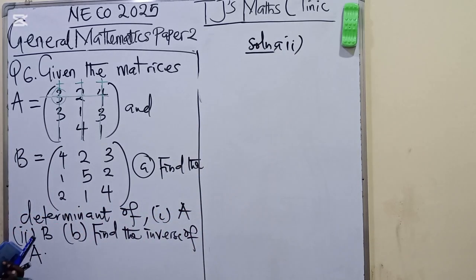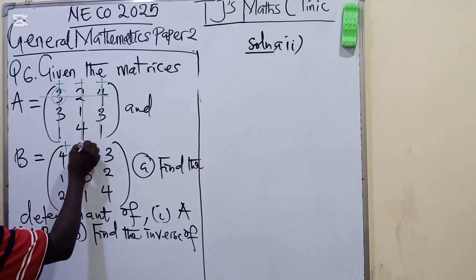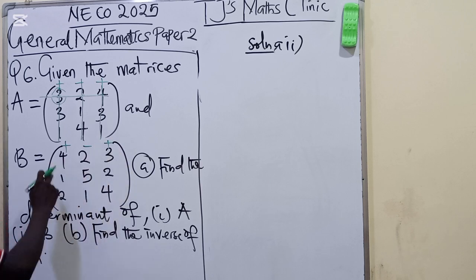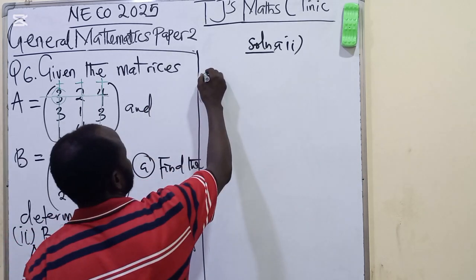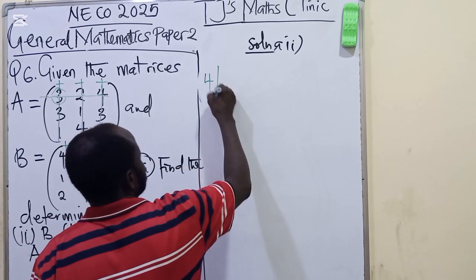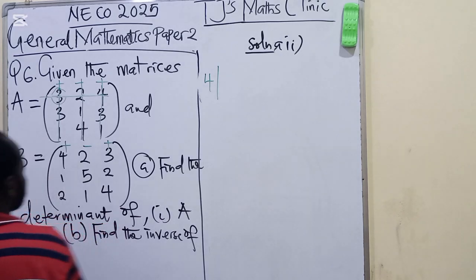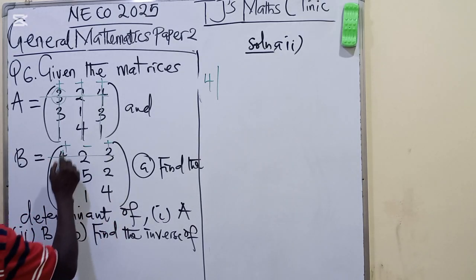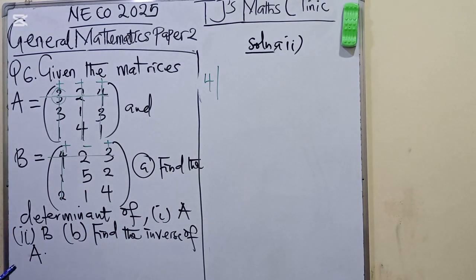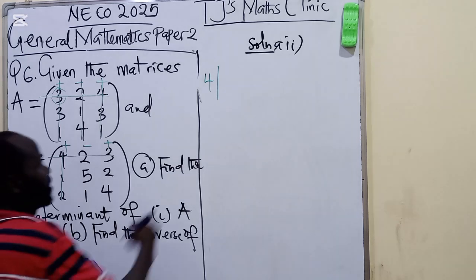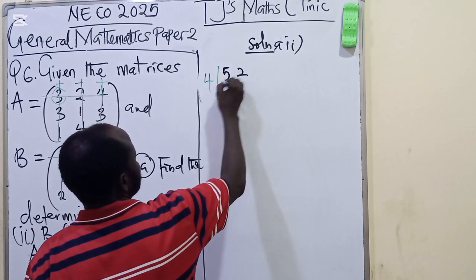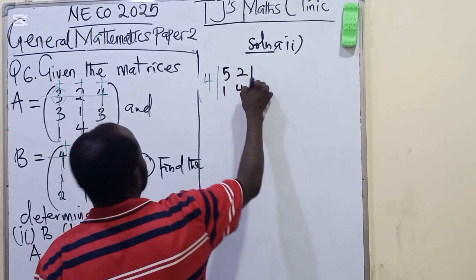Let's move here and do the same. We have plus here, minus here, and plus here. We pick 4. That will be 4. Then we close this first row with the corresponding column now. We'll be left with 5, 2, 1, 4. We move inside.